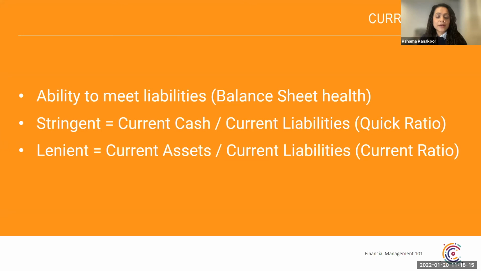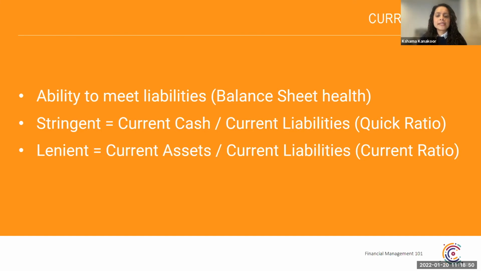So the current and quick ratios basically talk about the balance sheet health and the organization's ability to meet the liabilities on their balance sheet. And again, here, there's a stringent version and there's a lenient version. The most stringent version would just look at the amount of cash you have and compare that to the current liabilities. We call that the quick ratio. The benchmark for that is 0.75, which means that 75% of your liability should be covered by cash.